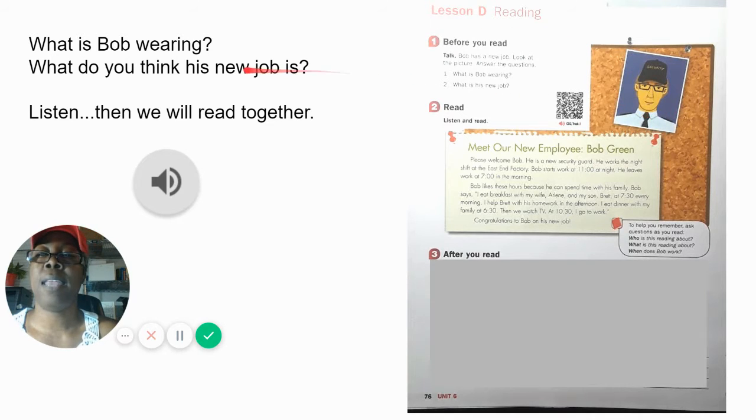All right. The first question is, what is Bob wearing? Well, when we look, we see that he has on a cap, and the cap has a word on it. It says security. So he's wearing a security cap, and he's got on glasses, and then of course he has on a shirt and tie. So what do you think his new job is? That's the second question. What do you think his new job is?